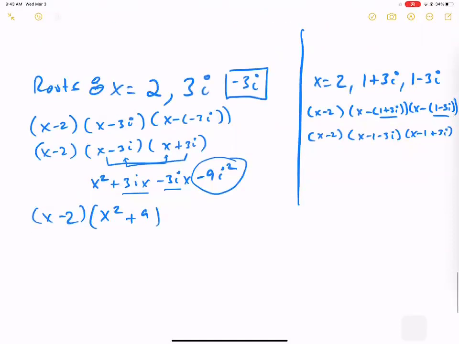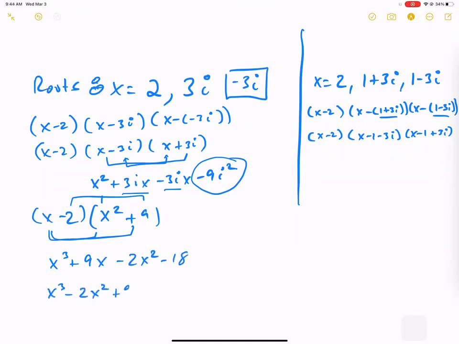Now we can multiply this together. X, and then negative 2, negative 2. So x cubed plus 9x minus 2x squared minus 18. You can rewrite this: x cubed minus 2x squared plus 9x minus 18.